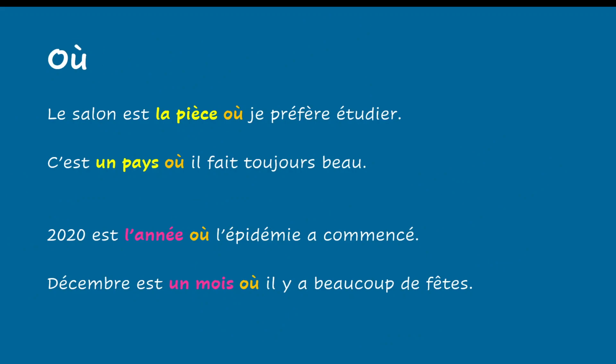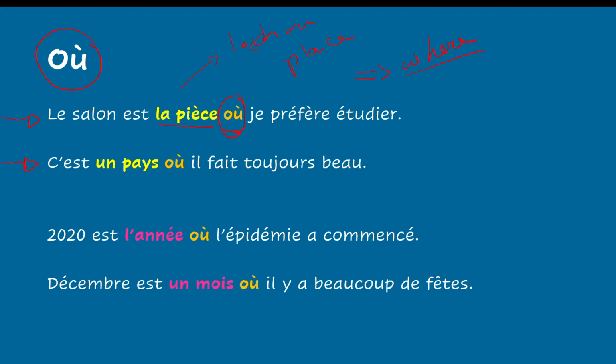You also have the relative pronoun où. So you're going to usually use où when the antécédent indicates a location, a place, and so on. So in English, it's going to be where, right? So it's the same here as in English. Le salon est la pièce où je préfère étudier. The living room is the room where I prefer to study.